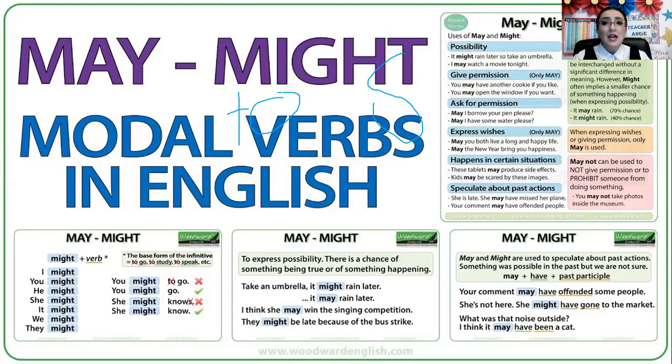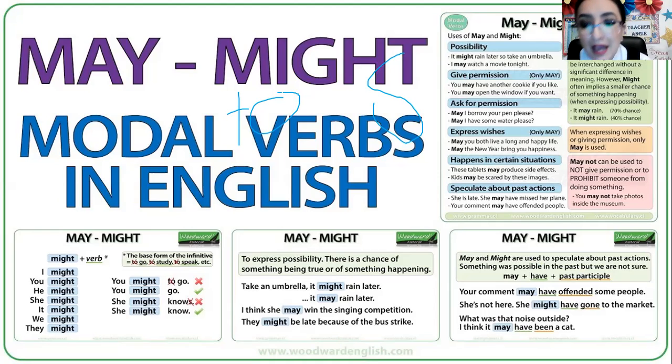Those are going to be some sentences that we are going to have in order to practice with may or might, okay? Take an umbrella. It might rain later. It is sure, but not super sure. Something being true, this could be, it may rain later. It might rain later. It may rain later. What do you think? Or for example, I think she may, with the singing competition, they might be able because of the bus strike. Those are going to be some examples, okay?